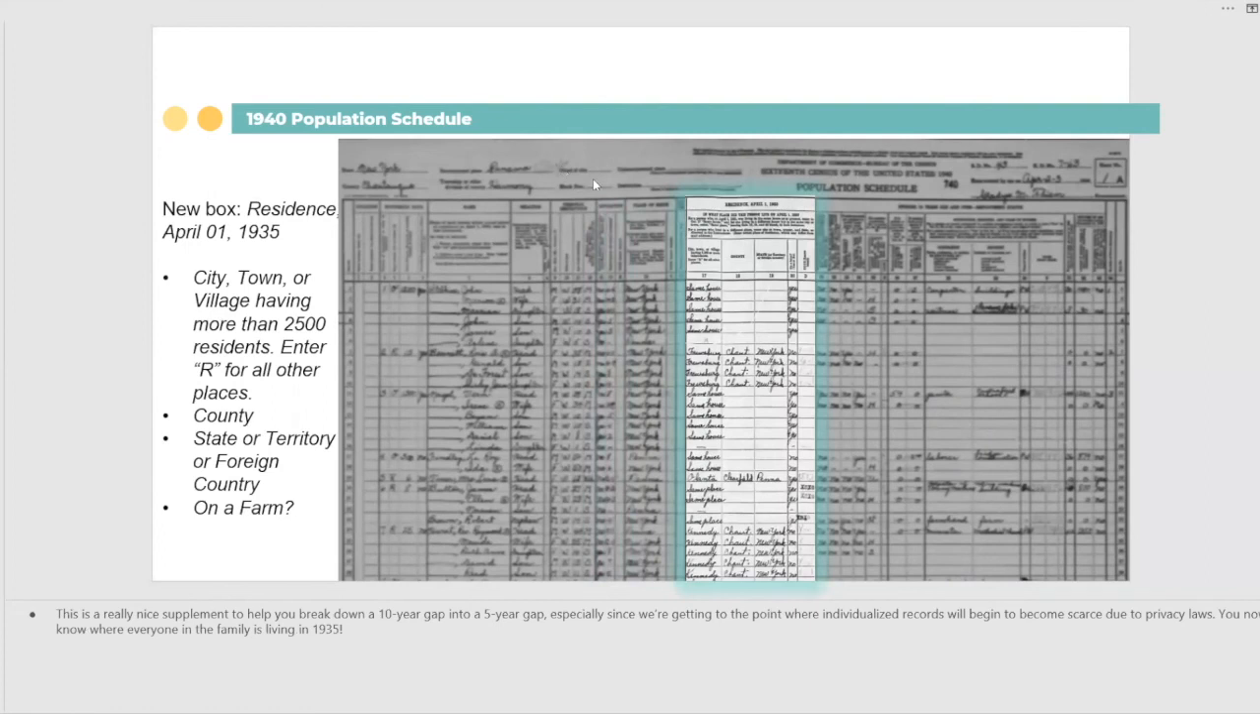This is the lines for the place of residence as of April 1st, 1935. So the city and town or village having more than 2,500 residents, enter rural for all other places. County, state, or territory, and whether or not it was on a farm. So again, 1935 was still the middle of the Great Depression. They're trying to see how many people had been moving around, where they had gone, how far they had traveled, trying to get an idea of the movements of people as a result of the fallout of the economic collapse.